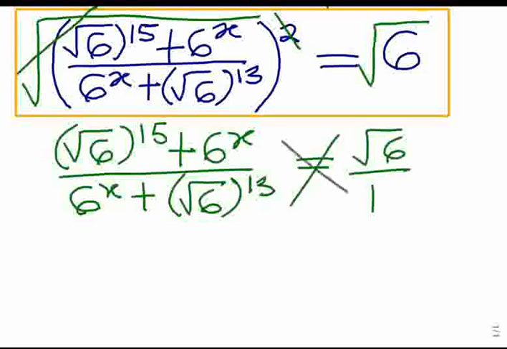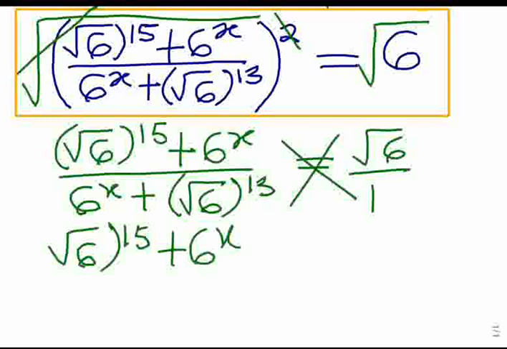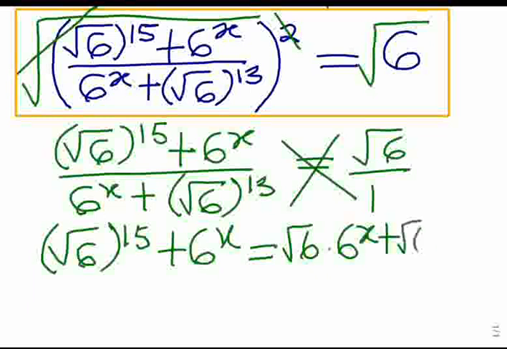What do we do next? I am going to cross multiply. Cross multiplying gives me root 6 raised to power 15 plus 6 raised to power x on the left hand side. This equals root 6 multiplied by 6 raised to power x plus root 6 again multiplied by root 6, all raised to power 13.